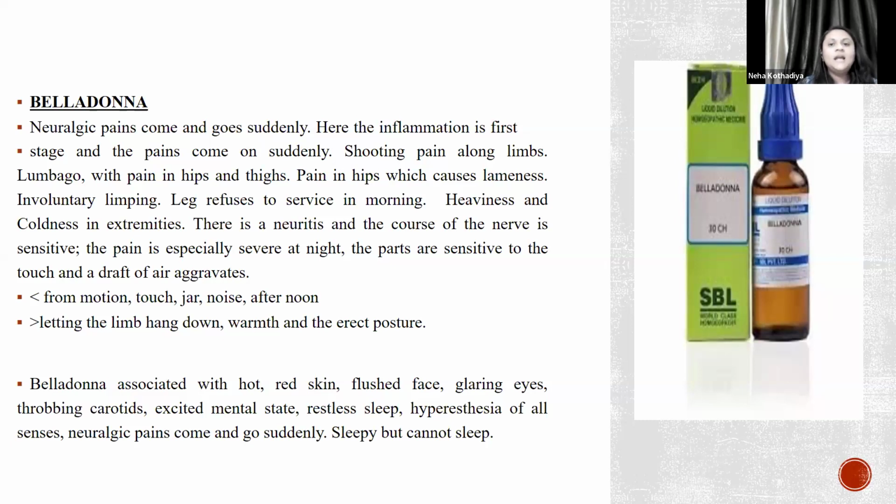There is neuritis in the nerve, which is aggravated by motion, touch, jar, noise, in the noon, ameliorated by warmth and erect posture. Belladonna may be associated with hot red skin. As we all know, belladonna is a plethoric person, so redness of the face is there, glaring of the eyes, throbbing carotid pulse, and throbbing type of pain. Restless sleep, hyperesthesia of all the senses, neuralgic pains that are violent, come suddenly and go suddenly. Sleepy, but the person cannot sleep from the sciatic pain.